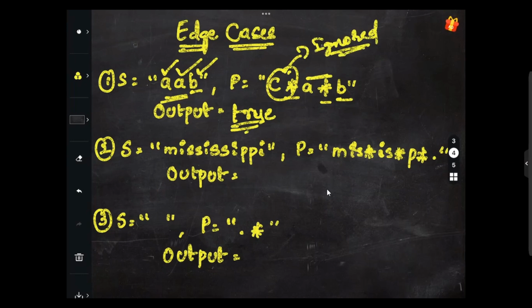Let's go with the second example, Mississippi, and for p we have this one with a star. The output will be false in this case.